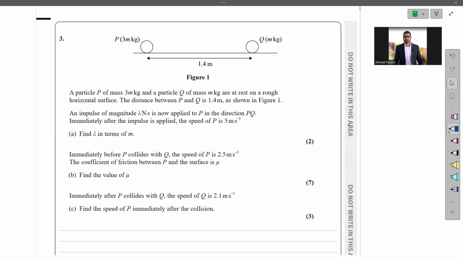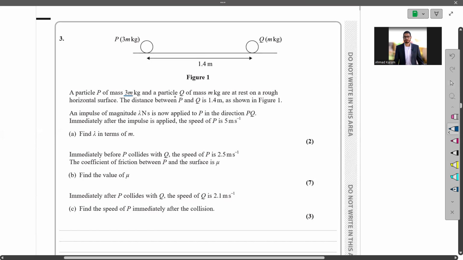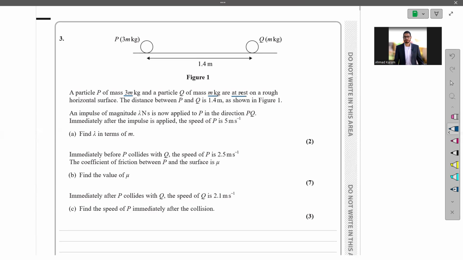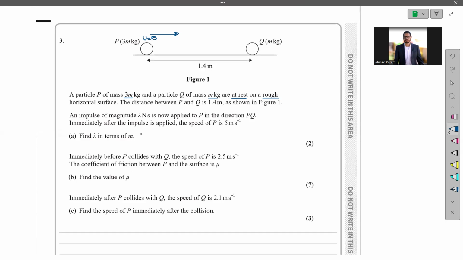Question number 3. A particle P with mass 3m kilograms and a particle Q with mass m at rest, on a rough horizontal surface. The distance between them is 1.4. An impulse of magnitude lambda newton-seconds is now applied on P in the direction of PQ. Immediately after the impulse is applied, the speed is 5, so we have here u is 5. Find lambda in terms of m.